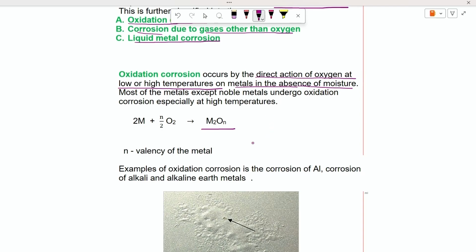For example, if I have to write the corrosion of aluminum, the valency is 3, and therefore we put 3/2 oxygen, since the valency of oxygen is 2, and the product should be Al2O3. So, this is n, and this is also n. n represents the valency of the metal, where the valency of aluminum is equal to 3.